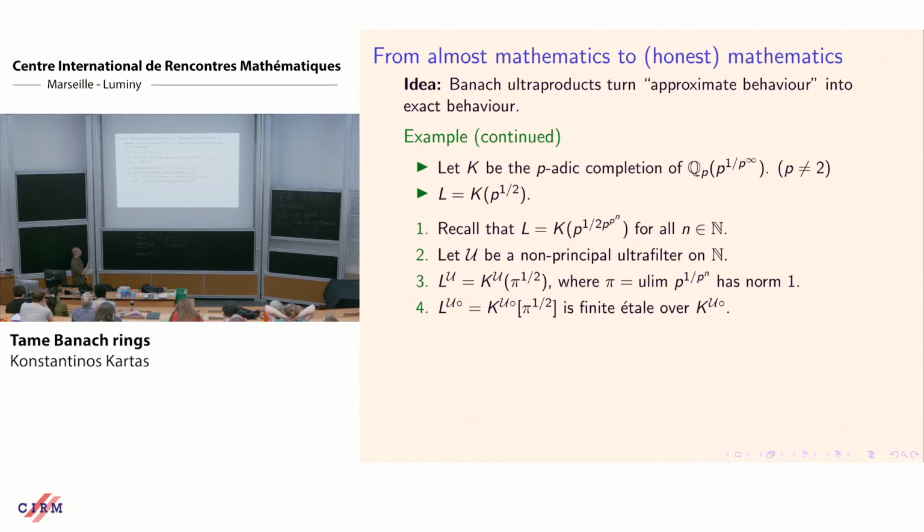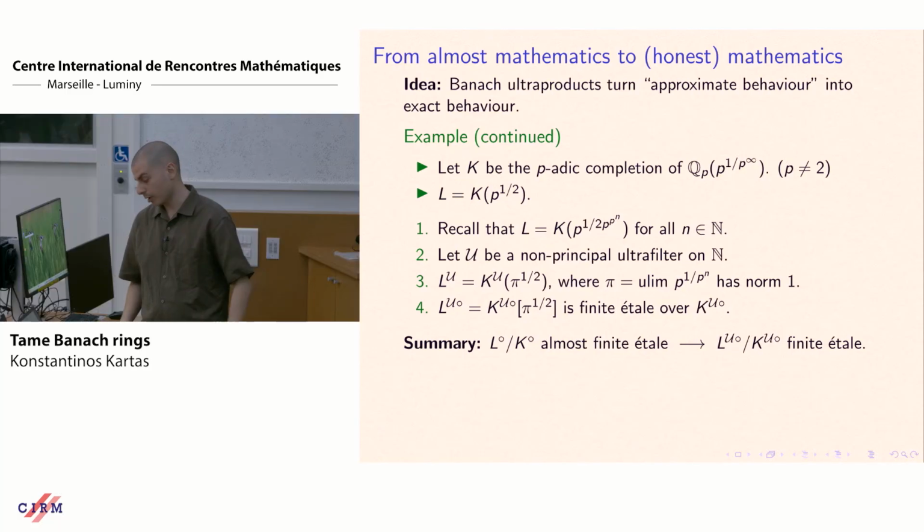And the key point is that this is actually an element which has norm 1 by construction. Since you're extracting a square root of a unit, essentially you get an unramified extension. So the corresponding extension of valuation rings is finite etale, not anymore almost finite or anything like that. So the almost finiteness that we had before essentially transformed into actual finiteness. Sorry, I meant the almost etaleness that we had before.